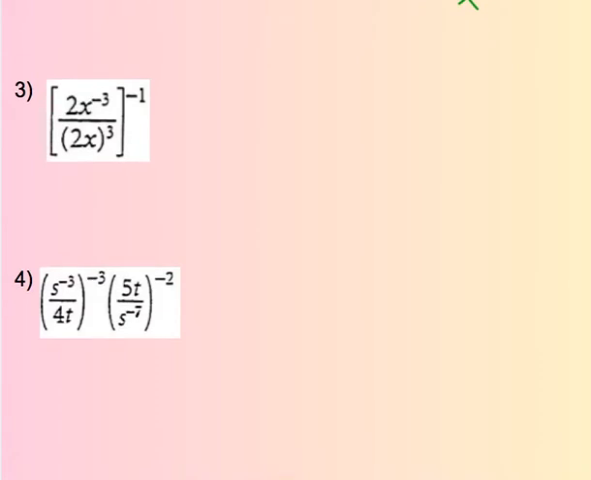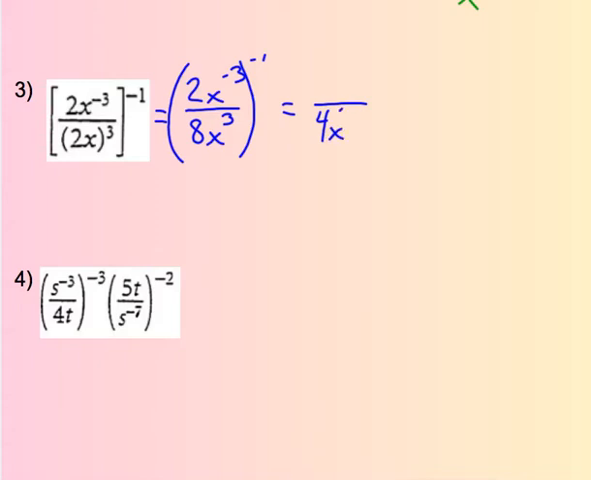We've got another distribution, but this time I can simplify inside the brackets before I distribute that negative 1. So I'm going to do that first this time. In the denominator, I'm going to distribute that cube. So 2 cubed is 8, and x cubed, of course, is x cubed. Still simplifying inside the parentheses, 2 over 8 simplifies to 1/4. X to the negative 3 in the numerator, I can move that to the denominator and make that exponent positive, and then my x cubed in the denominator stays positive.